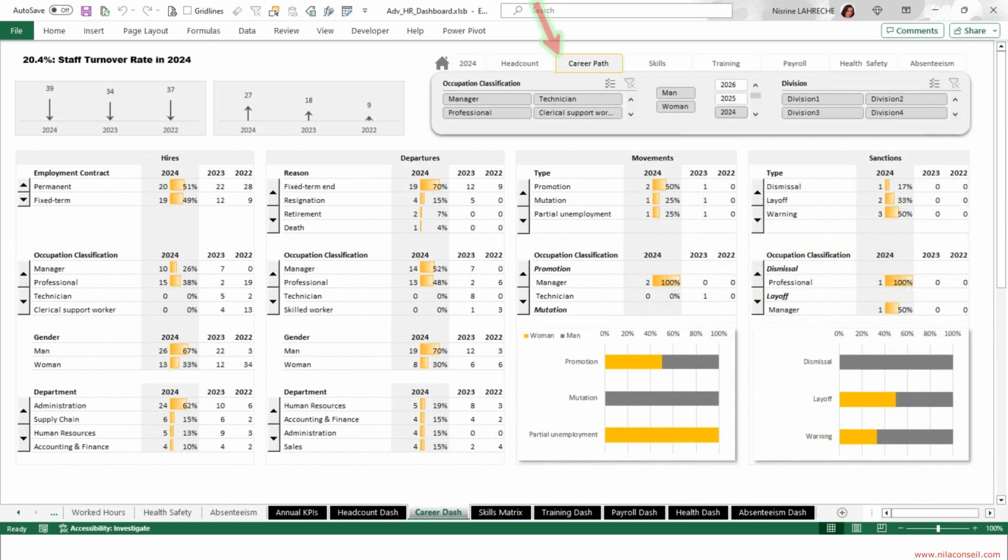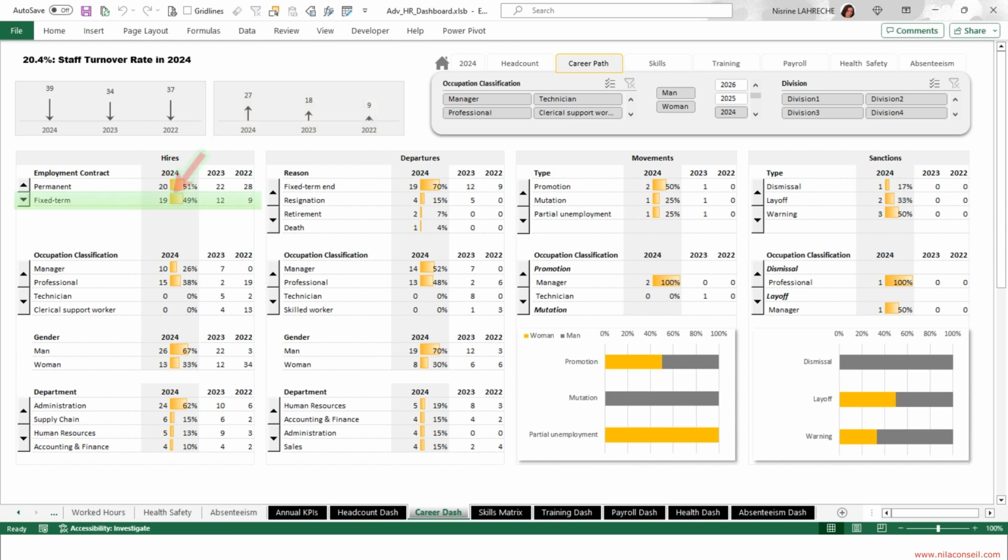The Career Path Dashboard allows you to visualize the key indicators of the employee career changes over 3 years. Hires, departures, transfers, promotions, and other movements in the company, as well as analysis of disciplinary sanctions. The company's staff turnover rate is 20%. 39 employees joined the company in 2024, and 27 left.